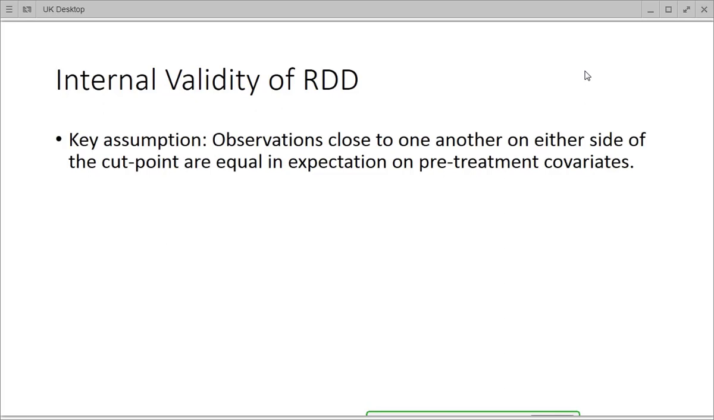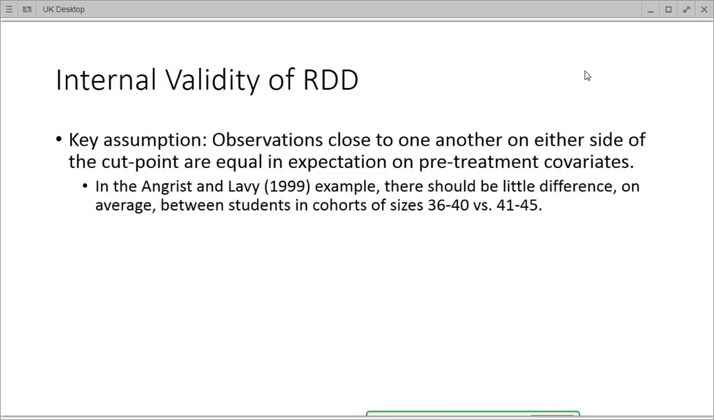Well, the key underlying assumption for us to be able to say that our estimate of the discontinuity effect is the average treatment effect of the program or policy intervention I'm looking at is that the observations closest to one another on either side of the cut point should be equal in expectation on a set of pretreatment covariates. In other words, in the Angrist and Lavy example, there should be little difference on average between students in cohorts of sizes 36 to 40 compared to 41 to 45.